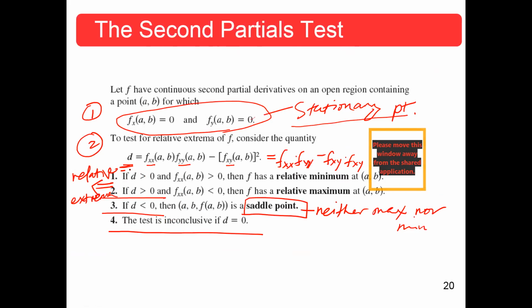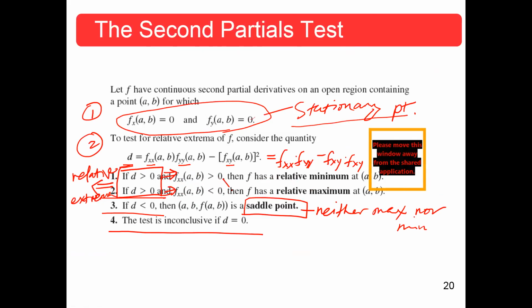So basically, if D is greater than 0, then you can determine whether it's a relative max or relative min. The next item you should look at is fxx, the second partial derivative with respect to x. It's only about x here. If the second order derivative with respect to x is greater than 0, then the function has a relative min. If it is less than 0, then the function f has a relative max.